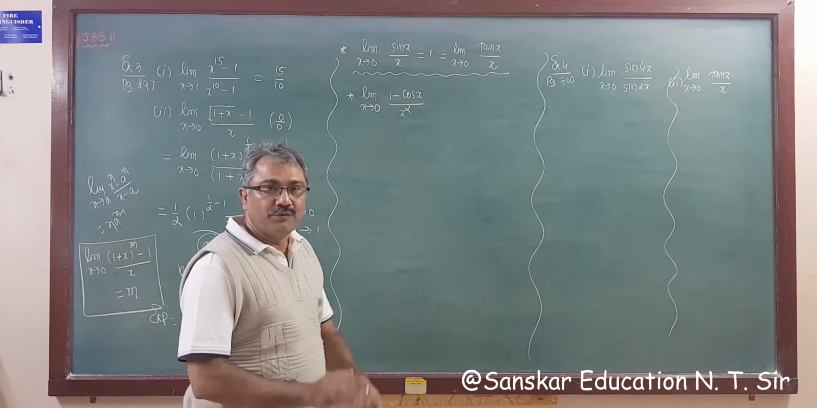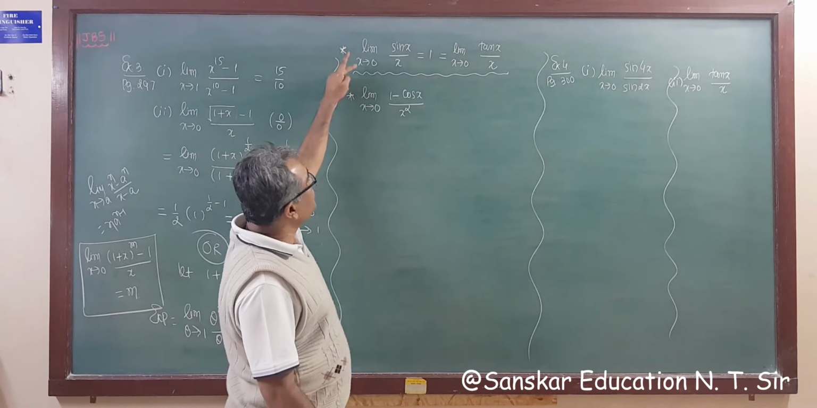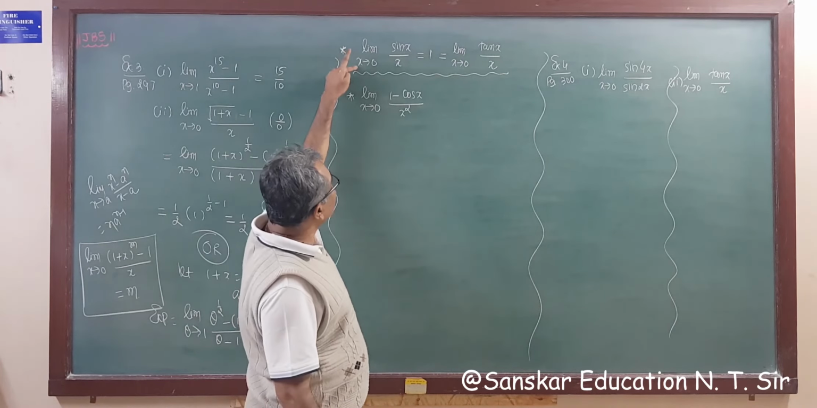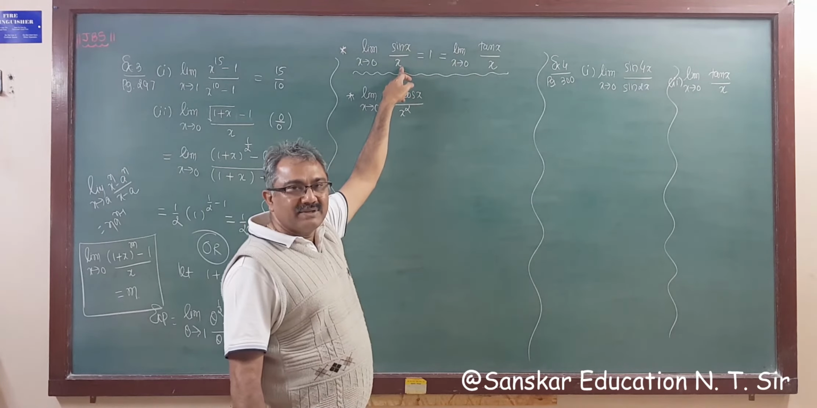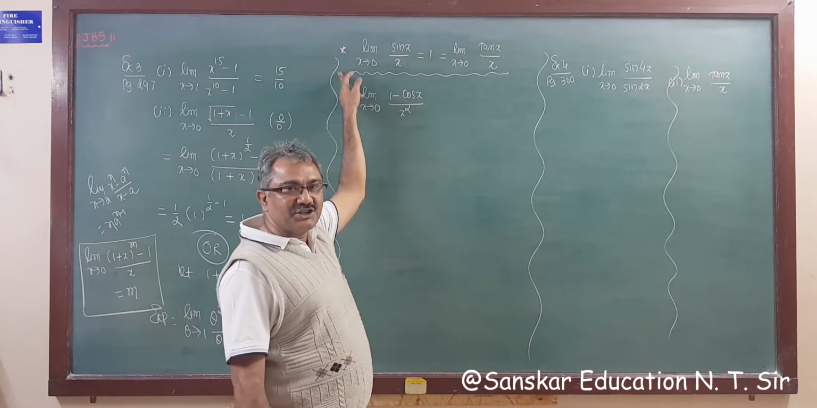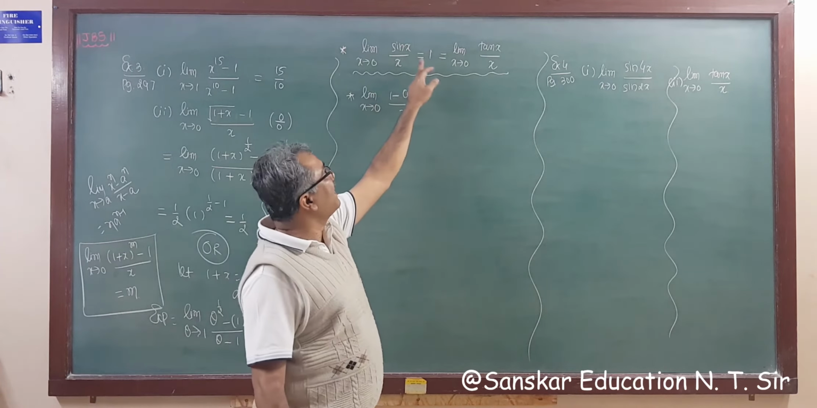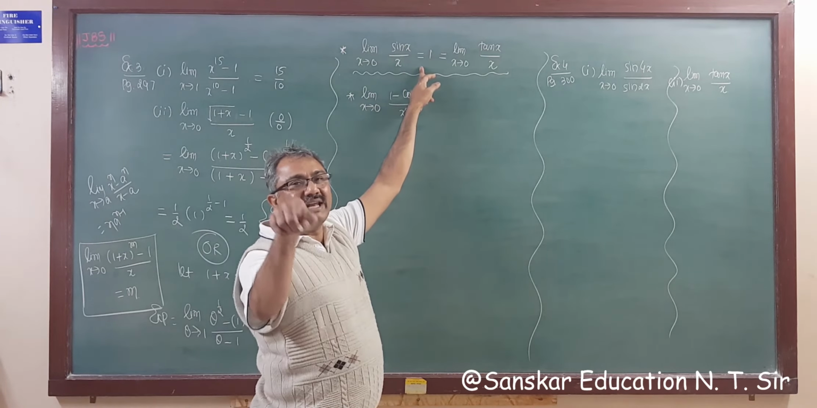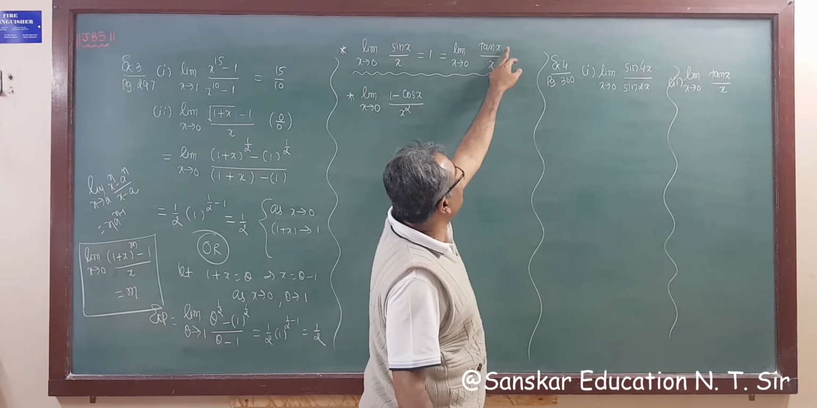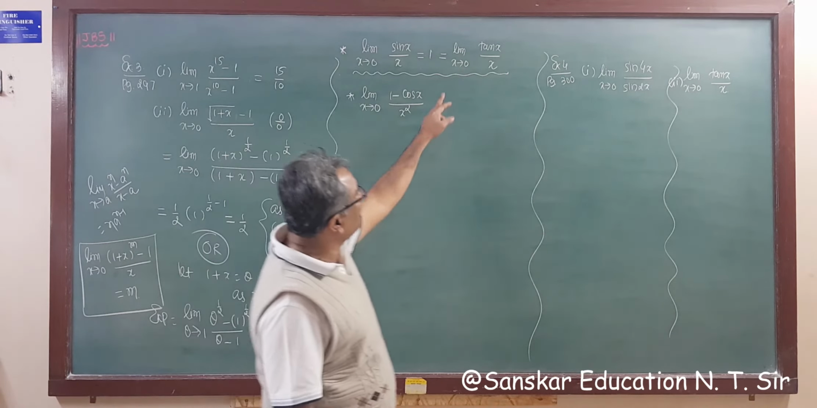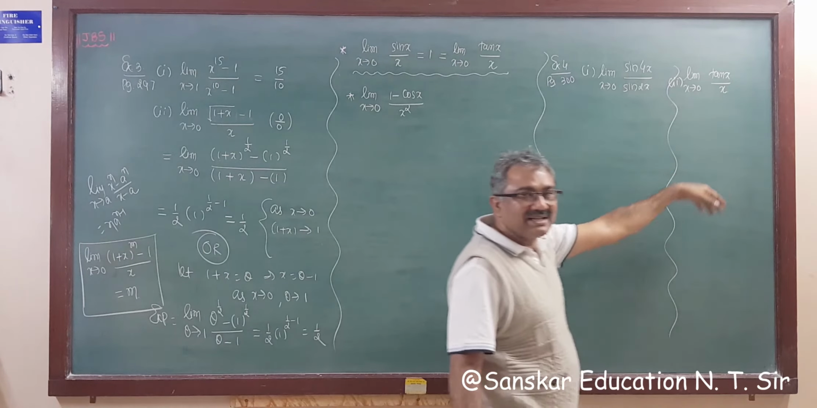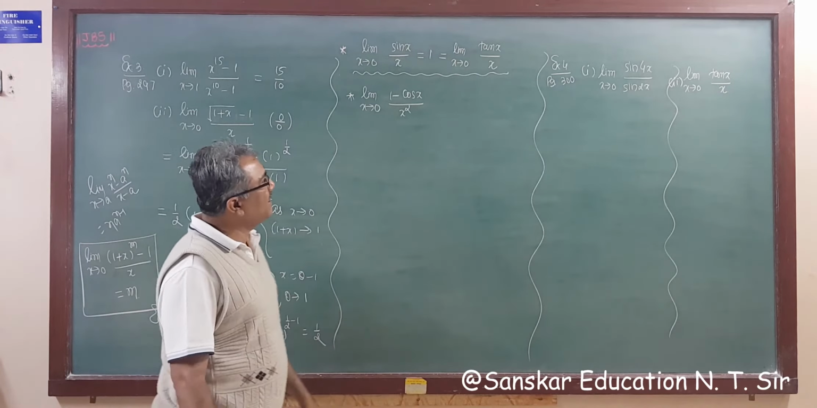Now another new formula: limit x tends to 0. If x tends to 0, then sin x, the angle is x, upon that angle: if that angle tends to 0, x upon x, then the answer is always 1. And the same for tan, that is limit x tends to 0, tan x upon x is 1. That you have to remember. Also we have to prove this. So we can prove this, as the answer is 1 also, right?